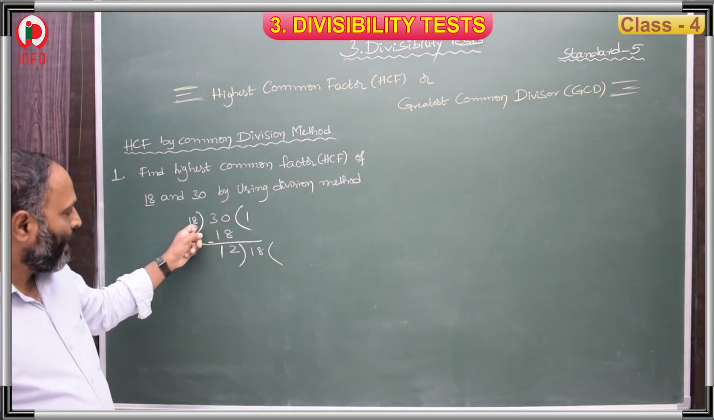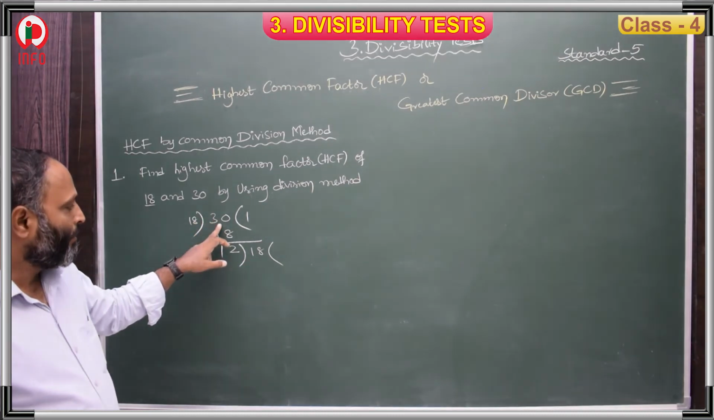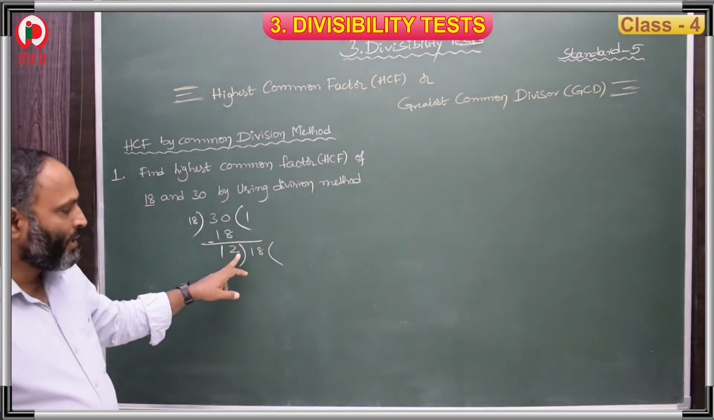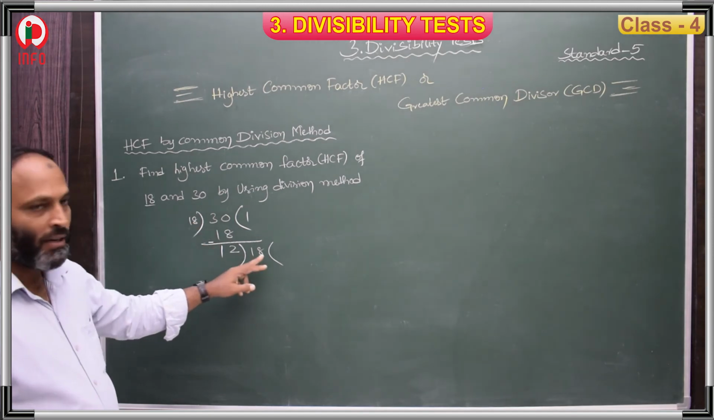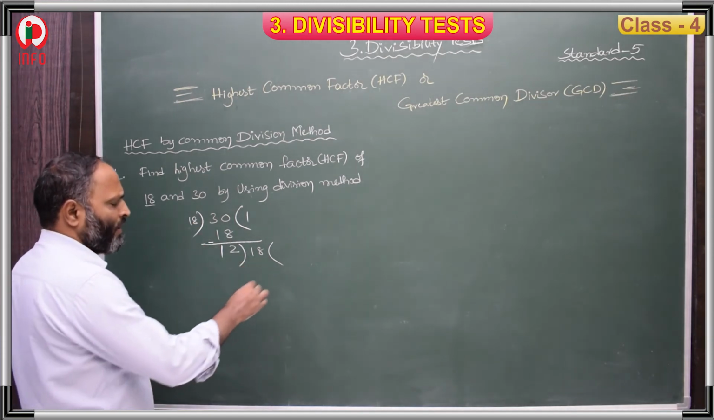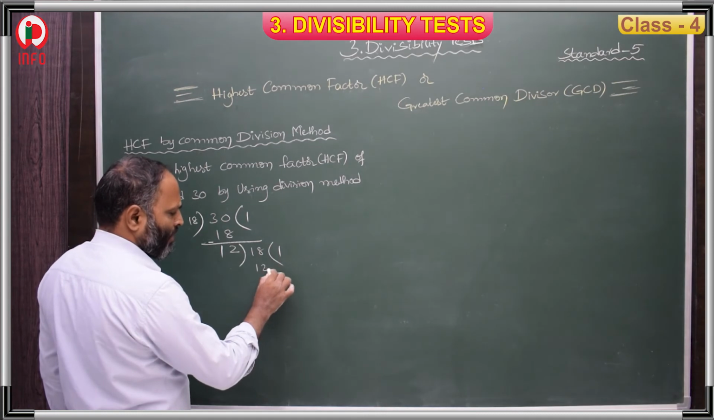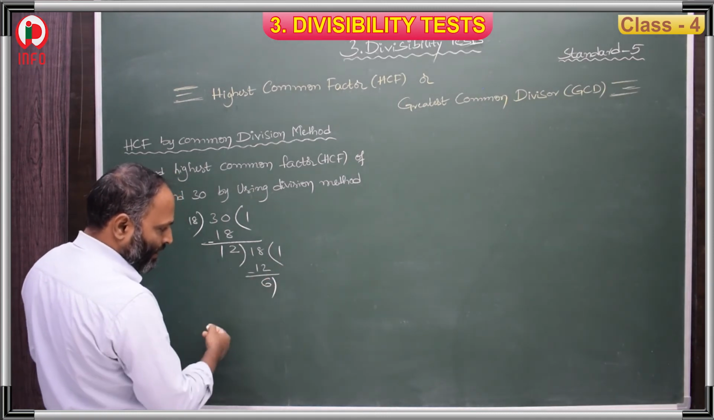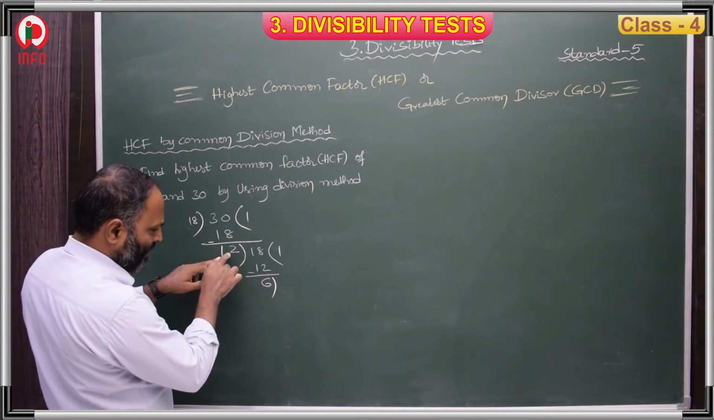First we take 18, the smaller number, and the bigger number. 18 ones are 18 and this is the remainder. Again this remainder divides this divisor. Then 12 ones are 12, then minus, again 6. This is the remainder. The remainder again divides the divisor 12.